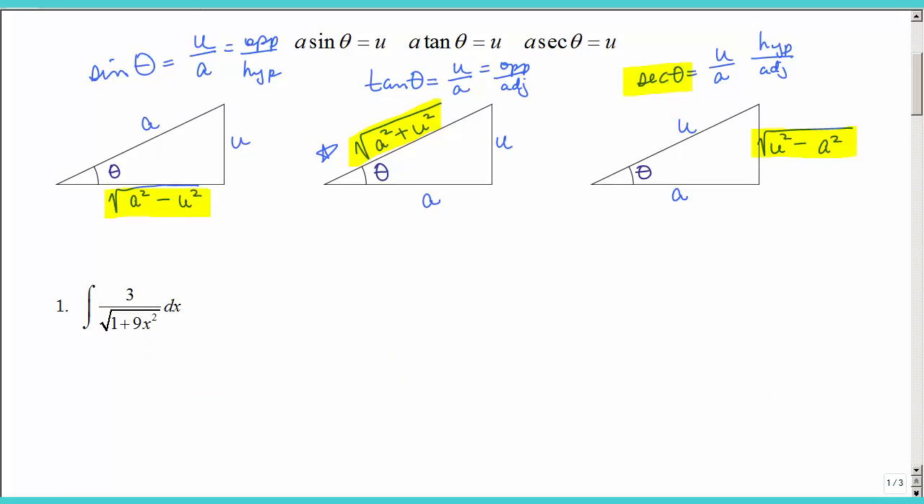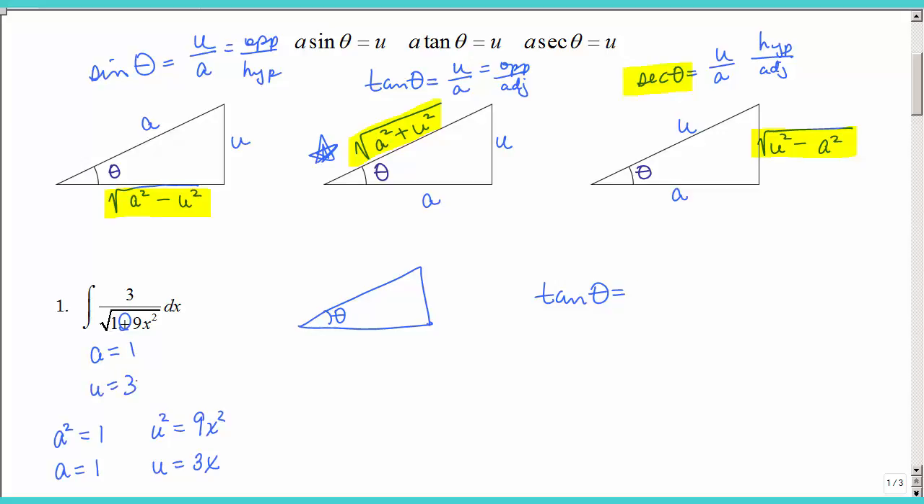Looking at this problem, the first decision you need to make is, what does it kind of look like? Does it look kind of like an inverse trig function? Yes, it does, but it doesn't quite fit the inverse trig rule, because if I have a plus, that would be arctan, but the arctan doesn't have a square root. But it looks kind of like arctan, so that means I'm going to choose this triangle. That means I'm going to choose the tangent of theta to be u over a. So a is 1 and u is 3x, taking the square root. So that would be 3x goes here, 1 goes here, and then we have a squared plus u squared.